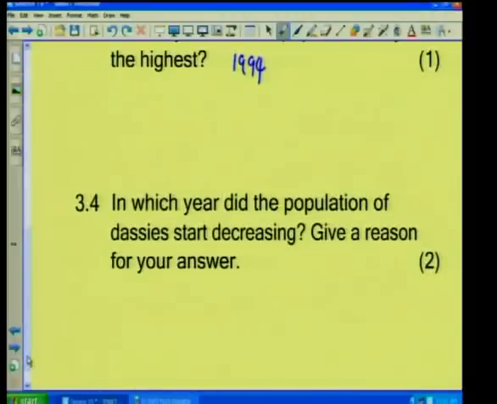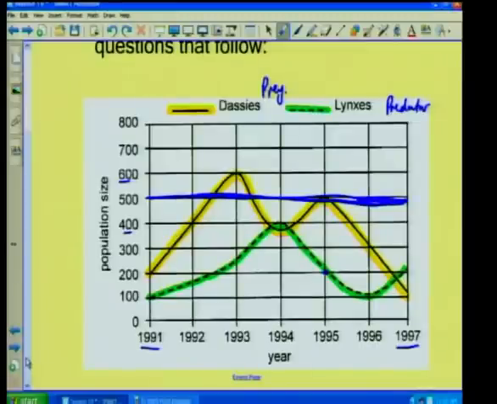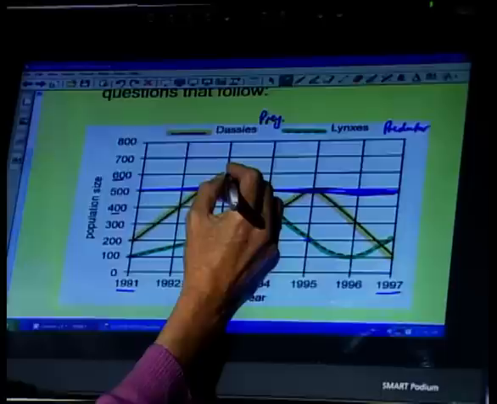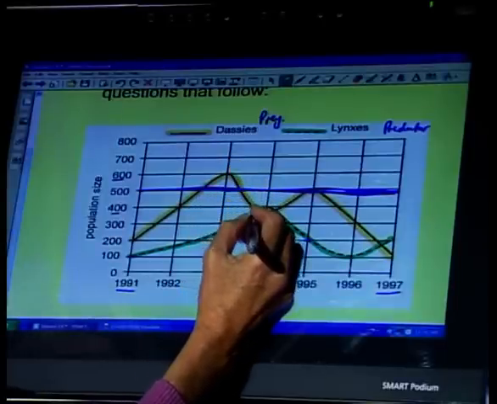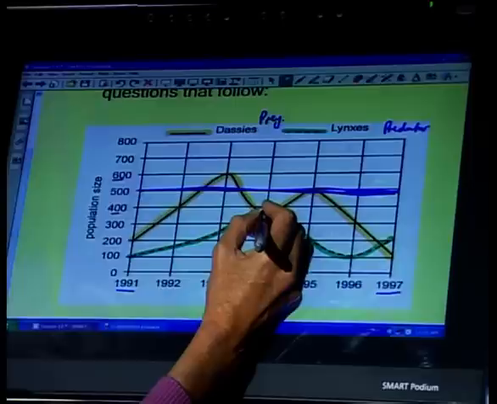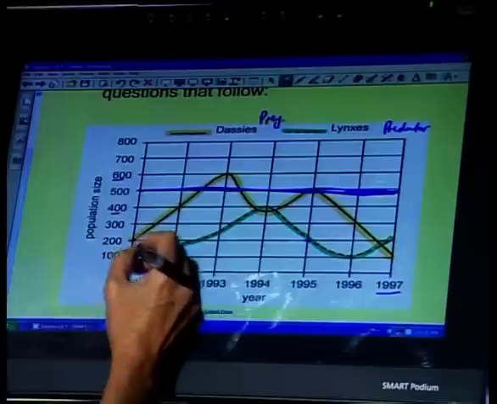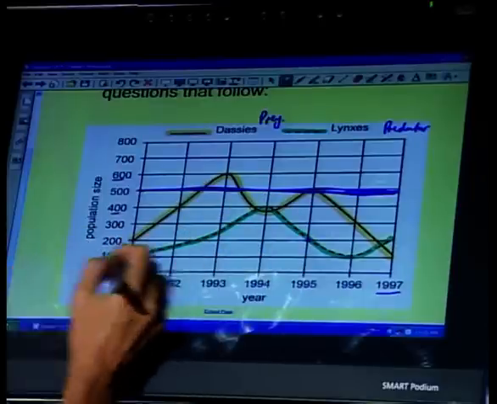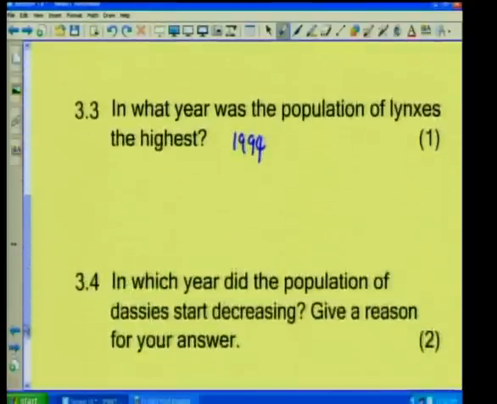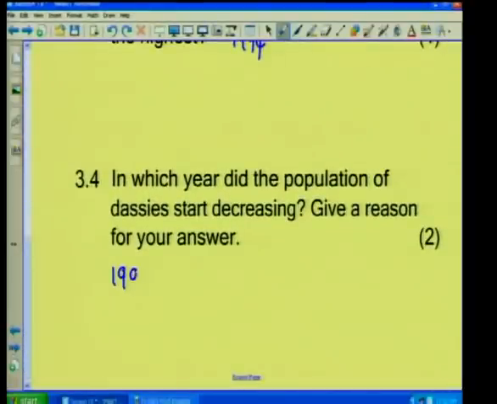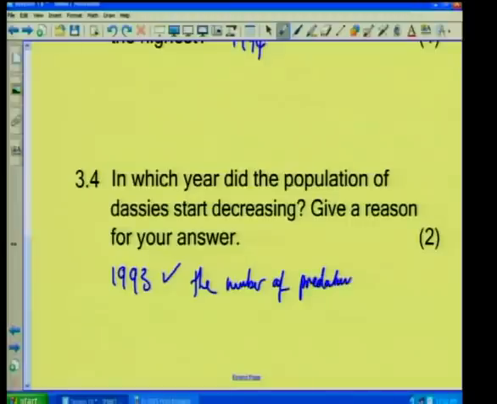In which year did the population of dussies start decreasing? Give a reason for your answer. So we need to look at which year the dussies were decreasing. So they go up in 1993 to 600, okay? And then they start to decrease. Look at this. And they decrease all the way to 1994. What happened here? Well, clearly they had predators increasing, okay? So it was 1993, and that will give you a mark. And why? The number of predators increased. And the minute you have an increase in the number of predators, you're going to have a decrease in the number of prey.